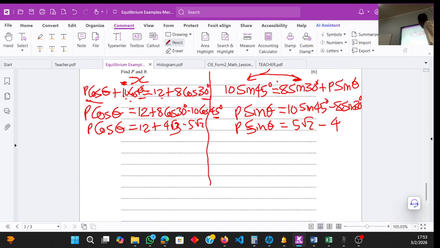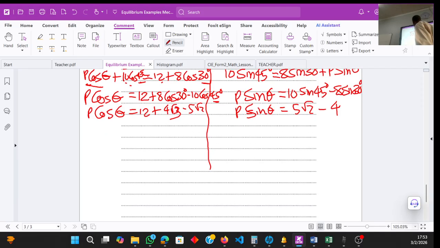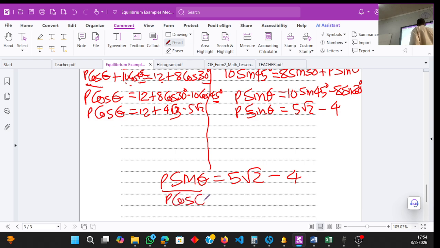I can align them one above the other so that I can bring in the identity term. Let's see if it can work. I'll start with P sine theta being equal to 5 root 2 minus 4. So below, I'll divide both sides of the equality by the same thing, which will be P cos theta equal to 12 plus 4 root 3 minus 5 root 2 on the other side.